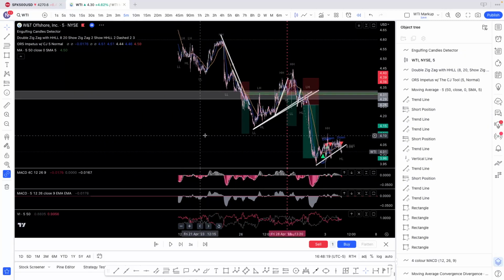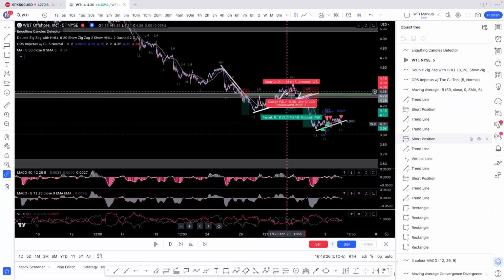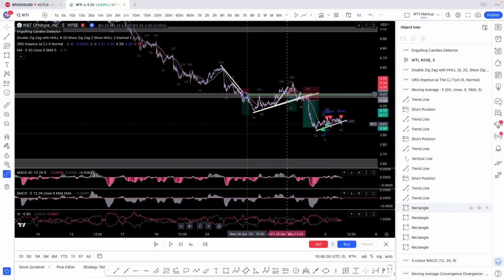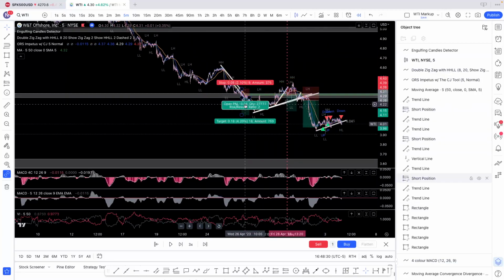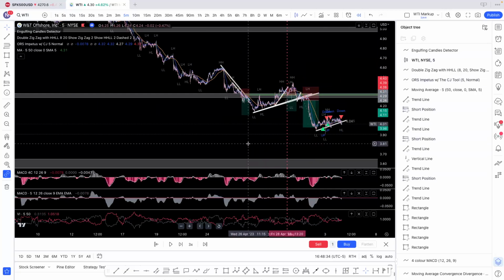Got a 1 to 2. Would it have been some profits? I'm unsure, because I got stopped out. Yeah, I'm unsure. But anyways, that's how that ends.